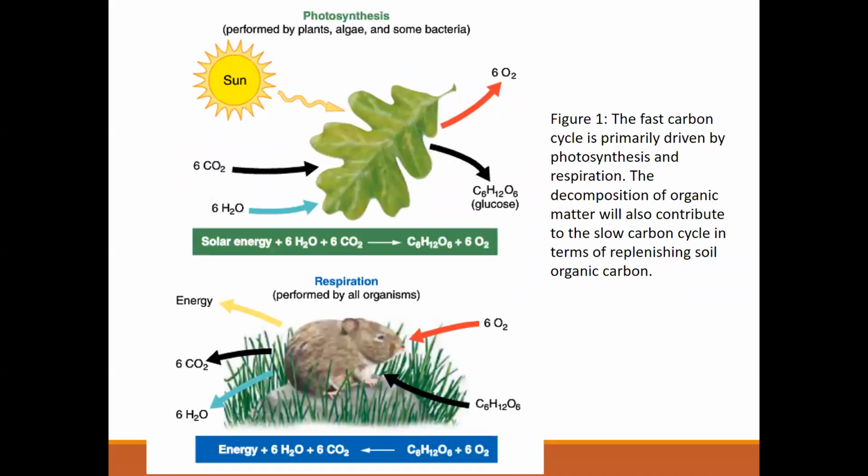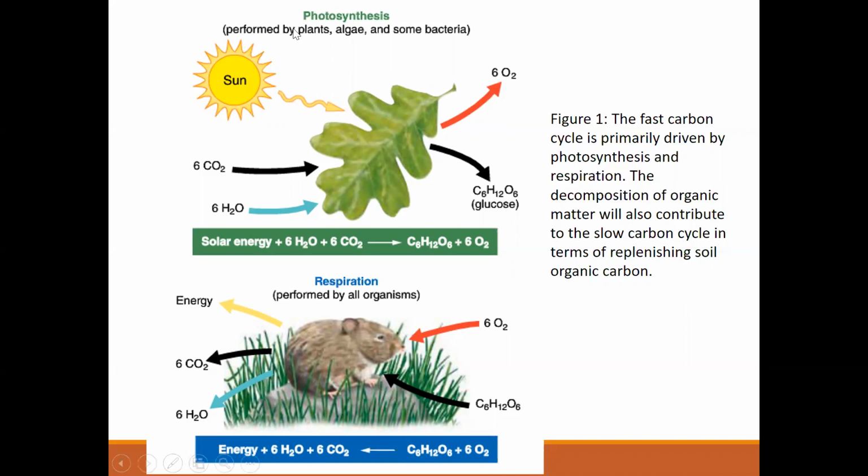So this is taken from another source, but this is a figure that essentially shows us the components of the fast carbon cycle. What you can see here is that photosynthesis and respiration are the main components of the fast carbon cycle. And I wrote up a quick caption that captures this. The fast carbon cycle is primarily driven by photosynthesis and respiration. The decomposition of organic matter will also contribute to the slow carbon cycle in terms of replenishing soil organic carbon.